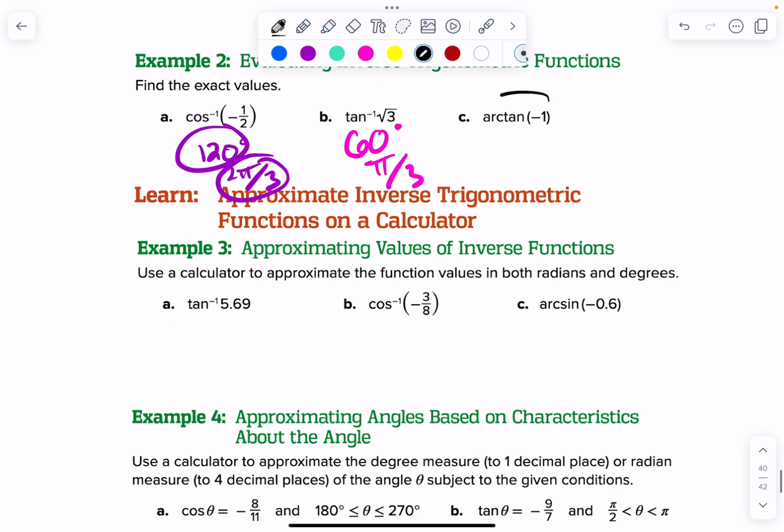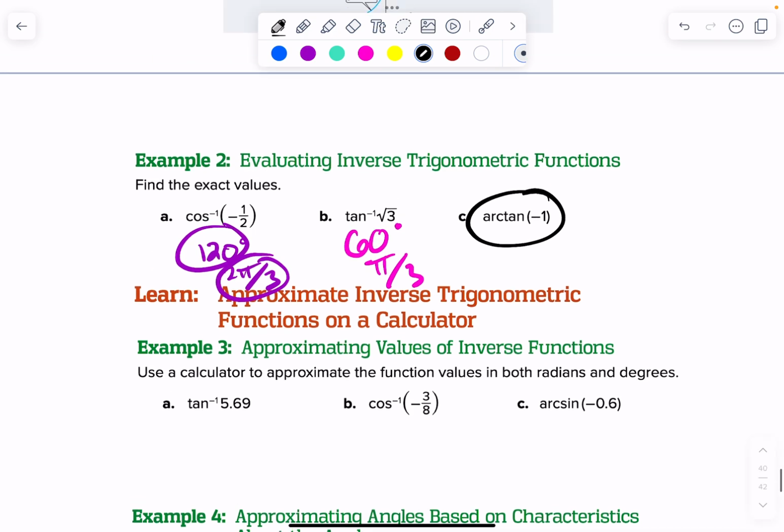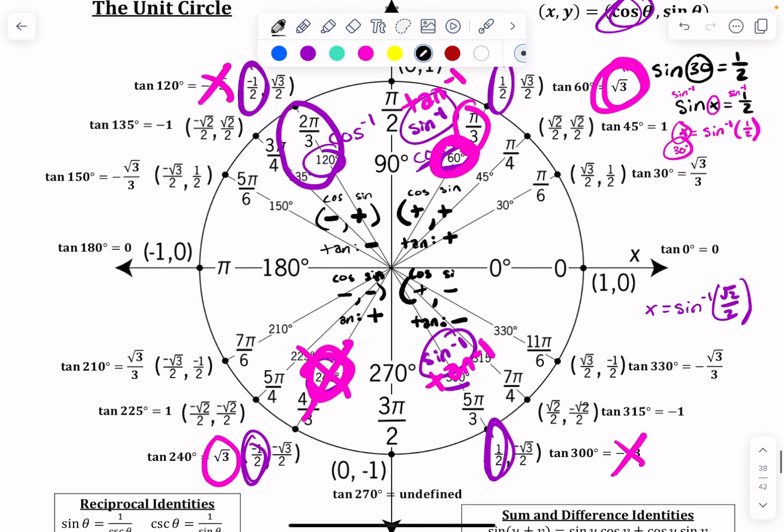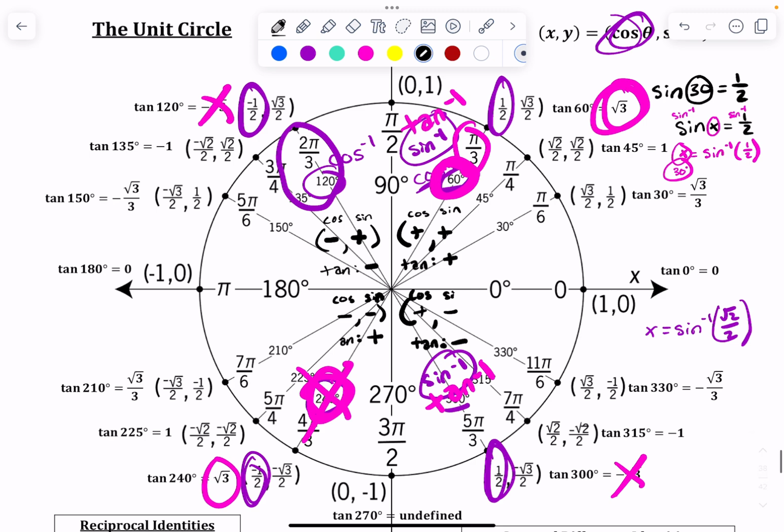All right, arctangent of negative 1. So they want to know where tangent is negative 1. Sorry, I'm making you really dizzy here. Where is tangent negative 1? Right here at 135 or right here at 315.